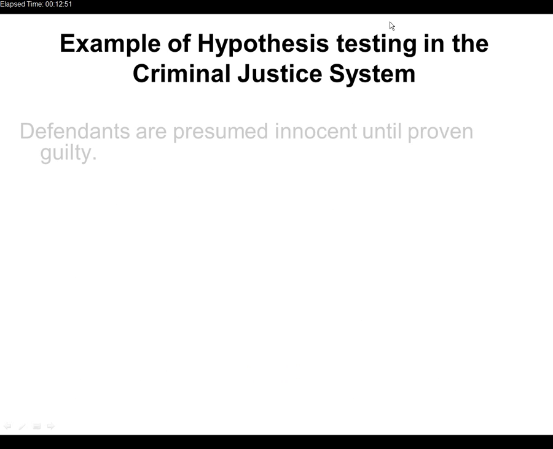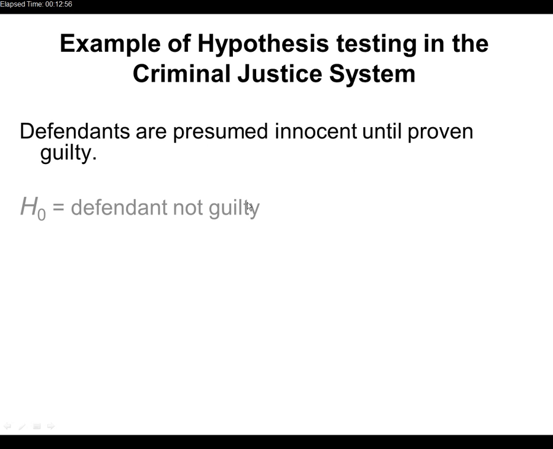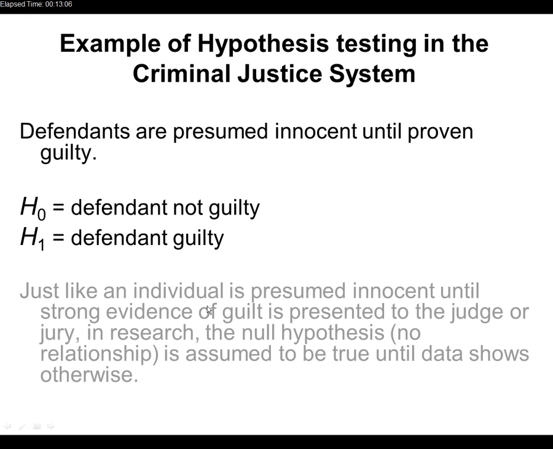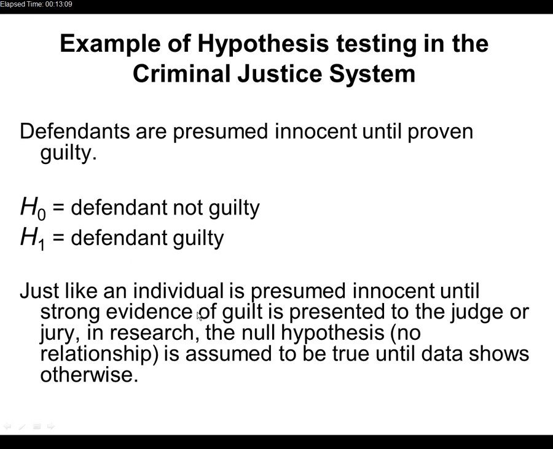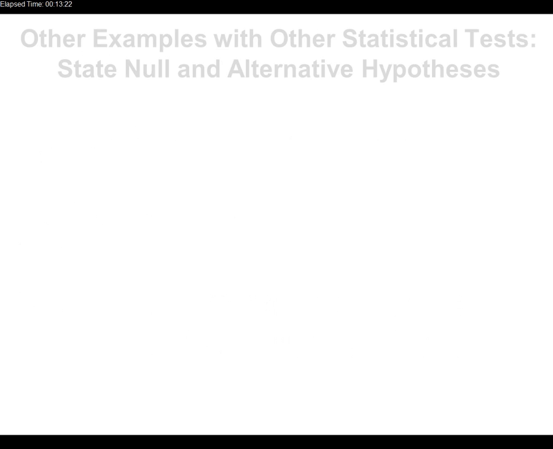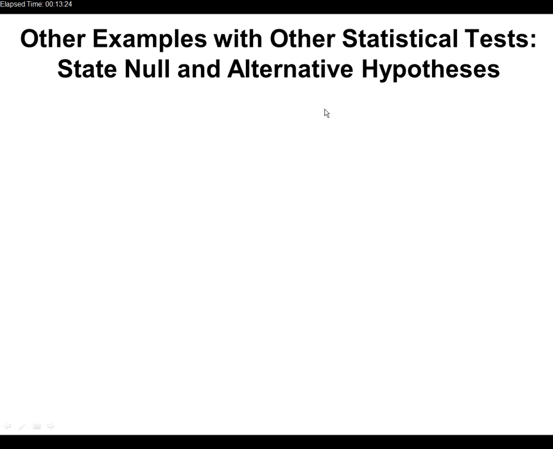Here's an example of a hypothesis in the criminal justice system. Defendants are presumed innocent until proven guilty. Okay, so the null hypothesis is the defendant is not guilty. The alternative hypothesis is the defendant is guilty. Just like an individual is presumed innocent until strong evidence of guilt is presented to the judge or jury, in research, the null hypothesis, the one that means no relationship, is assumed to be true until data shows us that it's not. Other examples with other statistical tests.